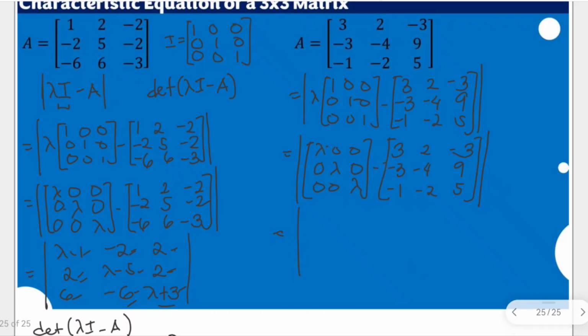Lambda minus 3, so you have lambda minus 3. 0 minus 2 is negative 2. 0 minus negative 3 is positive 3. 0 minus negative 3, another positive 3. Lambda minus negative 4 is plus 4. And then 0 minus 9 is negative 9. 0 minus negative 1 is positive 1. 0 minus negative 2 is positive 2. And then lambda minus 5.